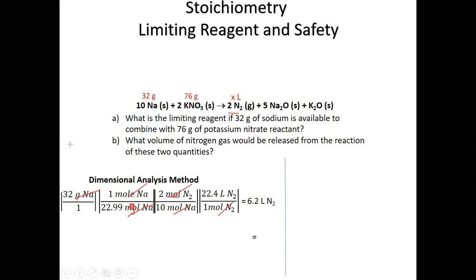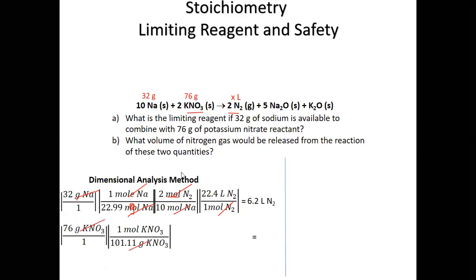So with 32 grams of sodium, the most nitrogen it could ever make would be 6.2 liters. It would be completely used up to produce that amount. What we're going to do next is take that other reactant, potassium nitrate, and do the same sort of stoichiometry. We're going to predict how many liters of nitrogen that could produce. So we'll start by writing down our given, 76 grams of potassium nitrate. We'll turn that into a mole amount by using the molar mass. The molar mass happens to be this 101 value.